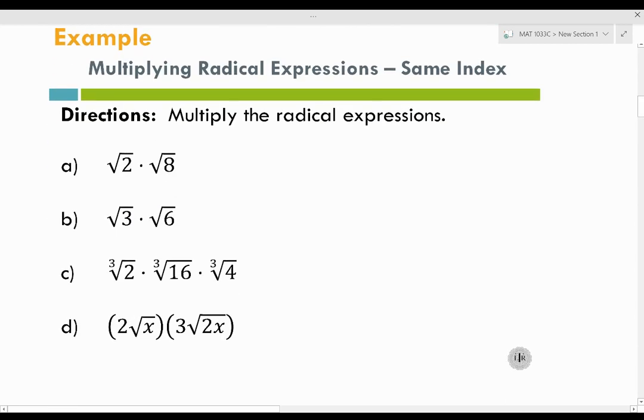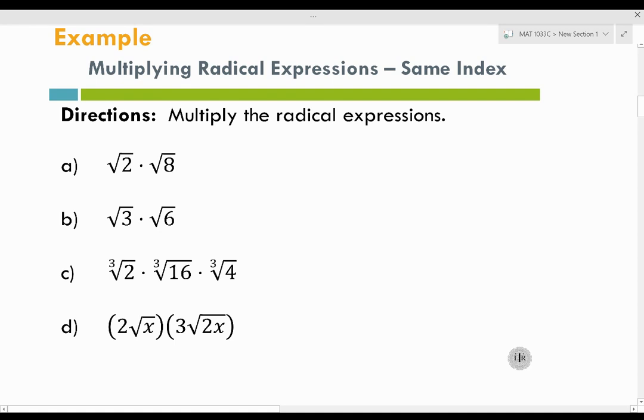These examples say to multiply the radical expressions. We don't even have to check if our indexes are the same because we already know that they are. We're only going to look at ones that are. So the steps say to multiply the expressions on the outsides together, multiply the expressions under together, and then simplify if necessary.